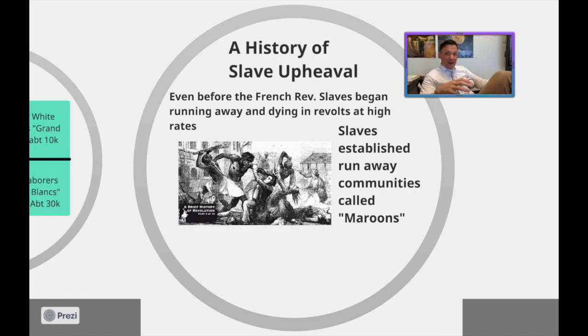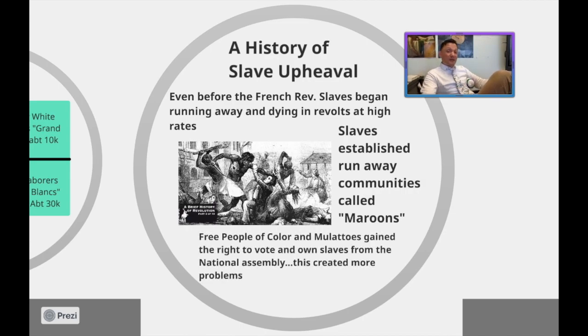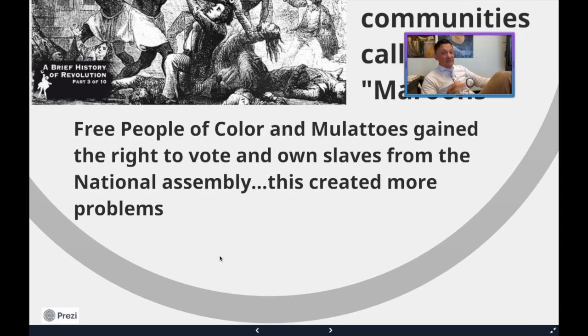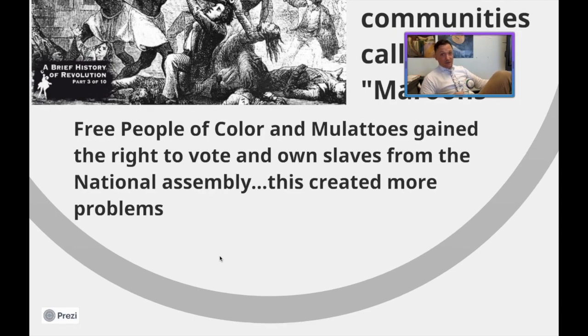Little communities spread out all over the island and speckled into the mountains, where they would actually create little slave cities and stuff like that. Another big thing is that there's a secondary group of people on this island, known as the affranchis. The affranchis are free people of color and people of mixed race.